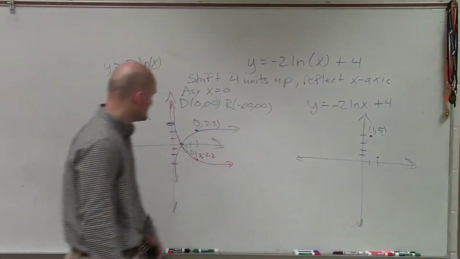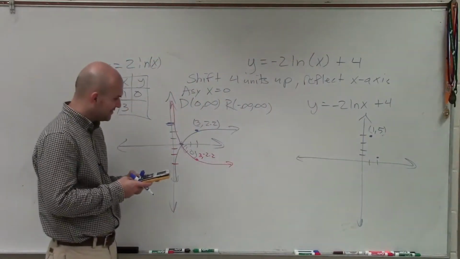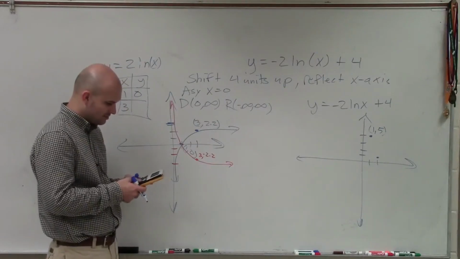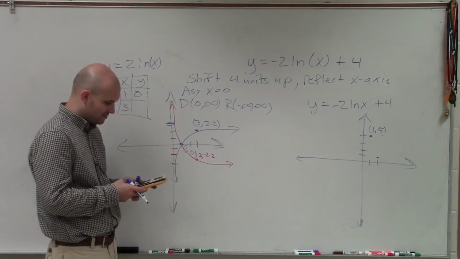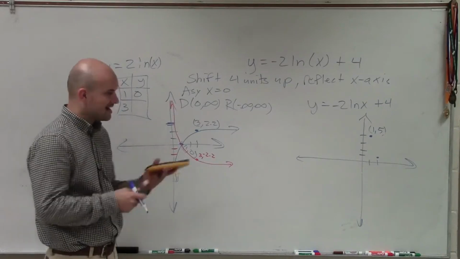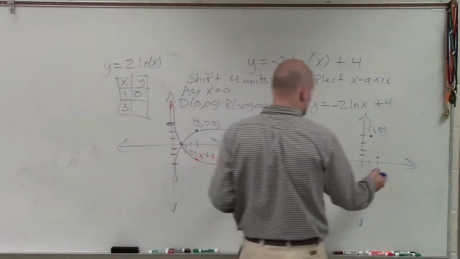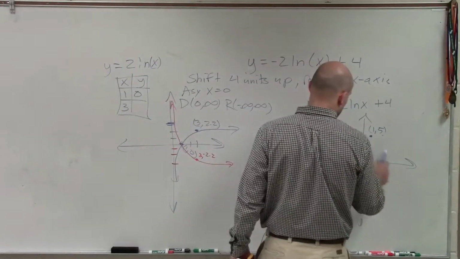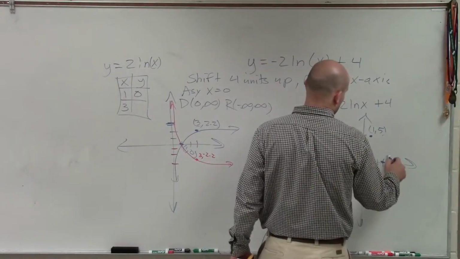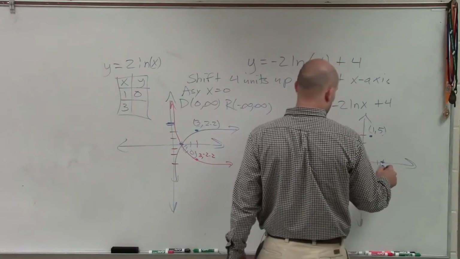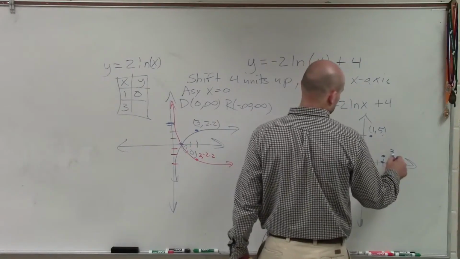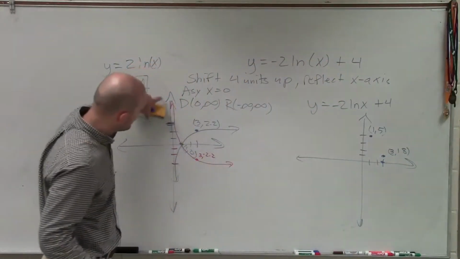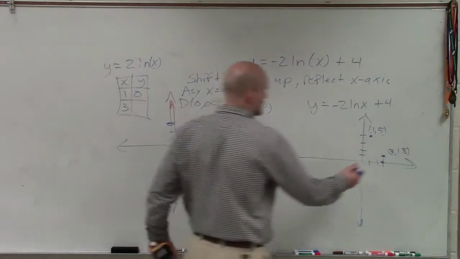Right? And then this graph, just to go and confirm, if you do negative 2.2 plus 4 is now going to be 1.8. So this point is now going to be at 3, comma 1.8. All right? And again, my graph is reflecting, so it's going to be in that formation of the red.